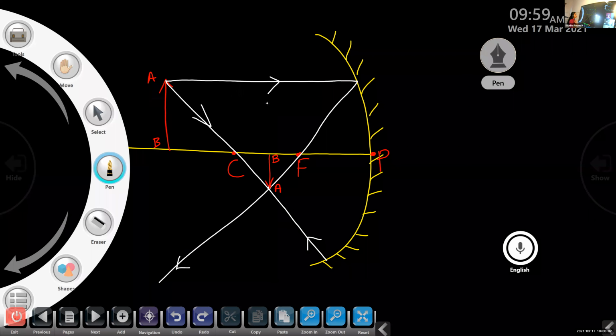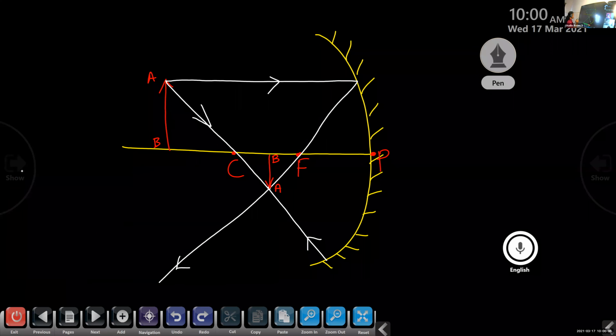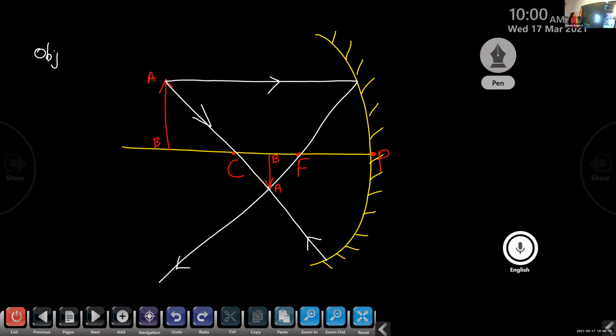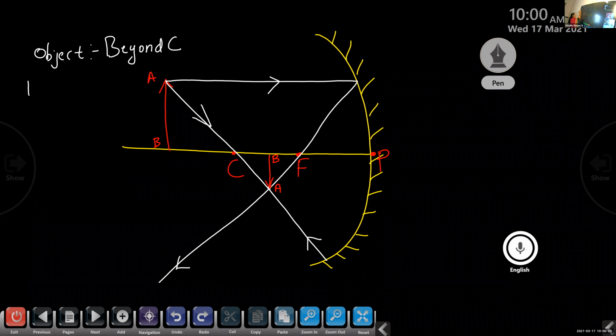Now we can write the characteristics of the image formed by this concave mirror in the second case. In the second case, where do we place the object? Beyond C, right? We are placing the object beyond C. And where do we get the image?